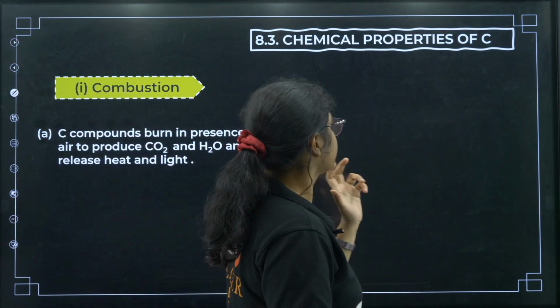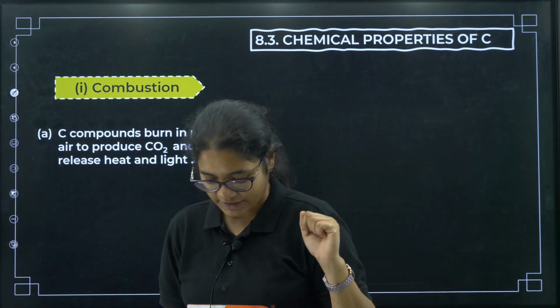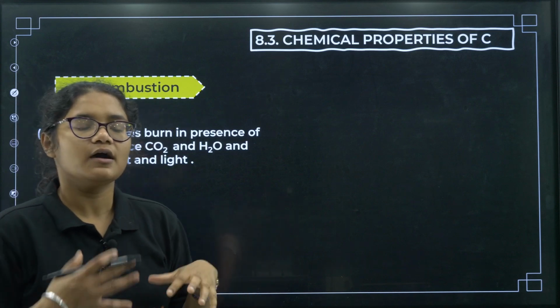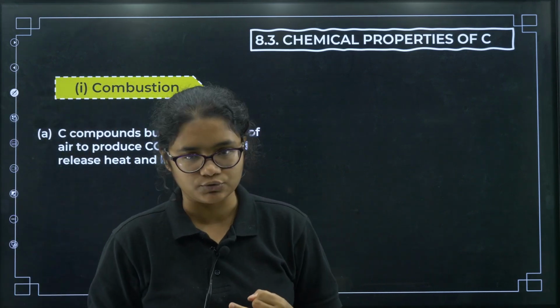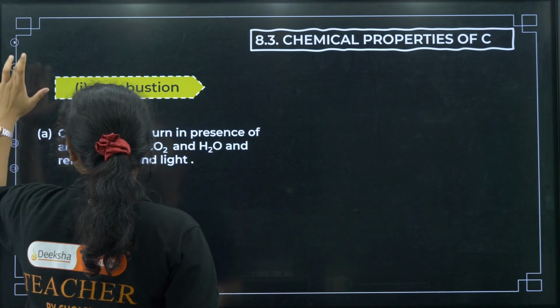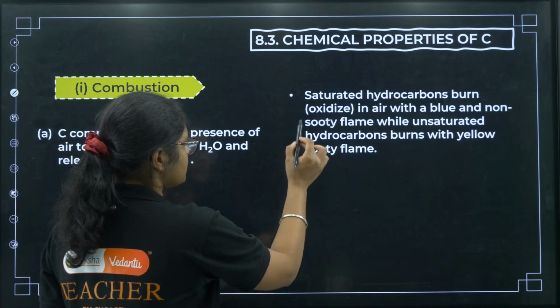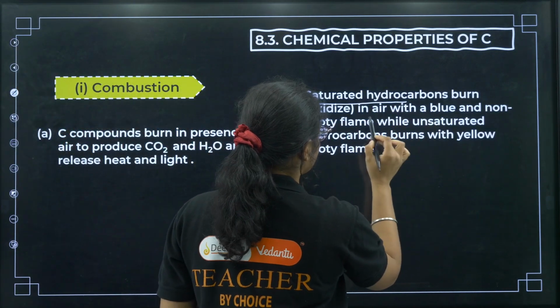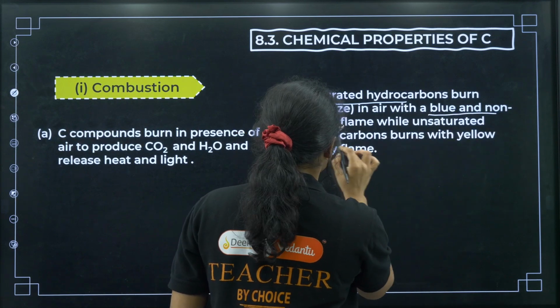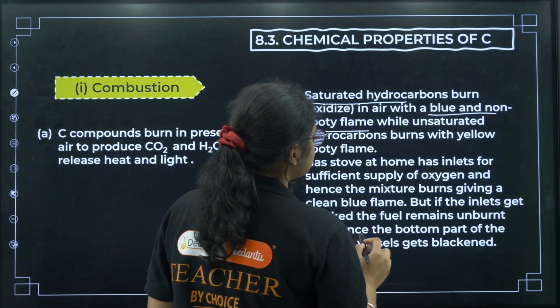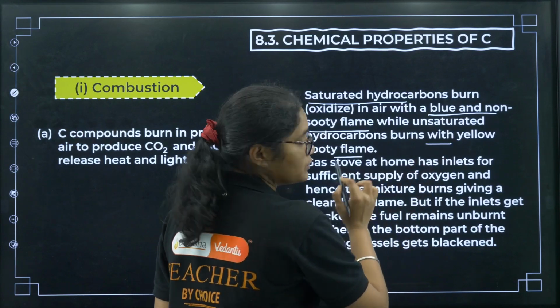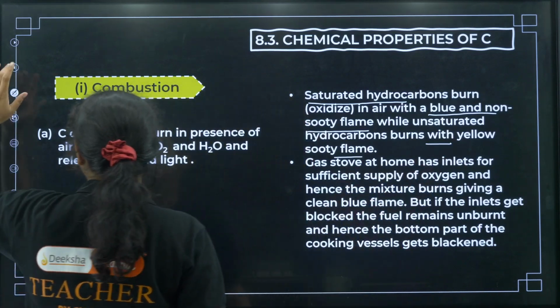Next, coming to combustion. The chemical properties of carbon, the first reaction is combustion. When you burn a carbon compound in the presence of oxygen, you get CO2 and H2O. That is called combustion. But there is something regarding the combustion of saturated hydrocarbons. They burn in air with a blue and non-sooty flame, whereas unsaturated carbon compounds burn with a yellow and sooty flame. So that is about combustion.